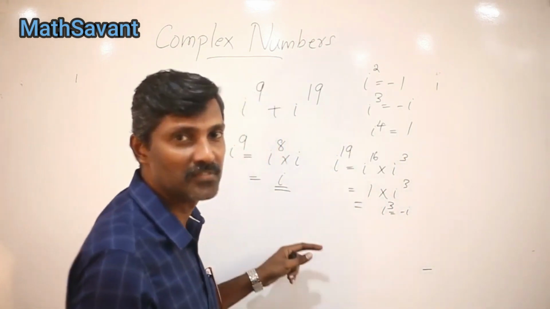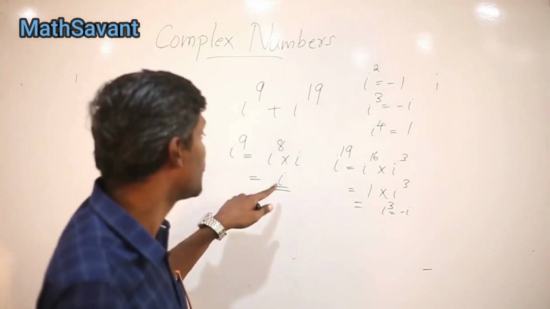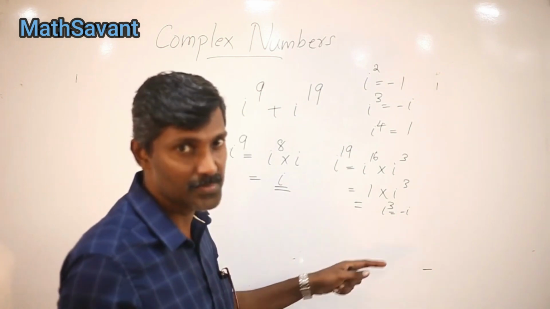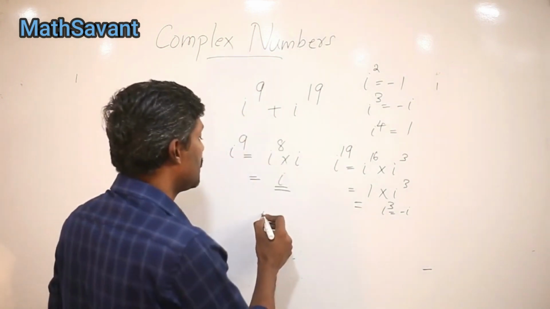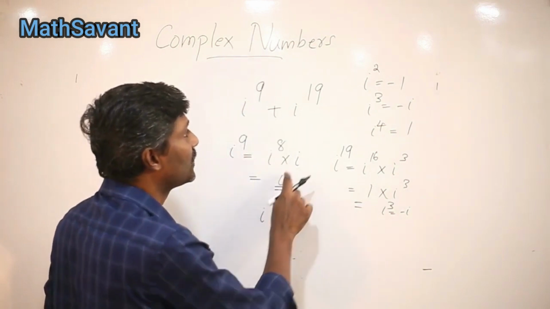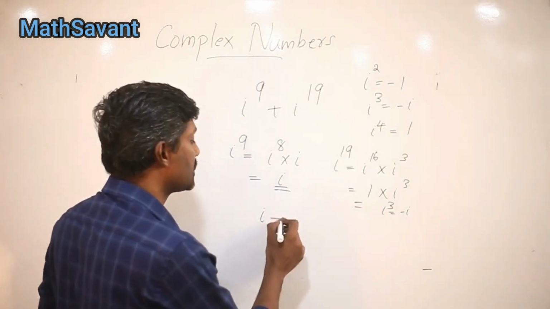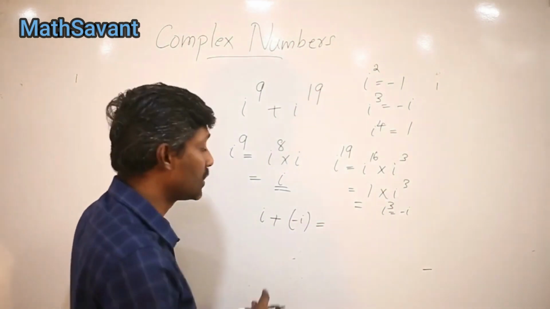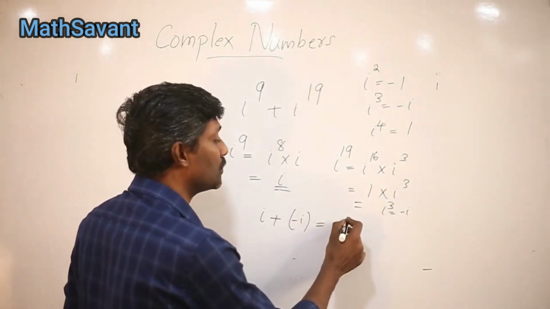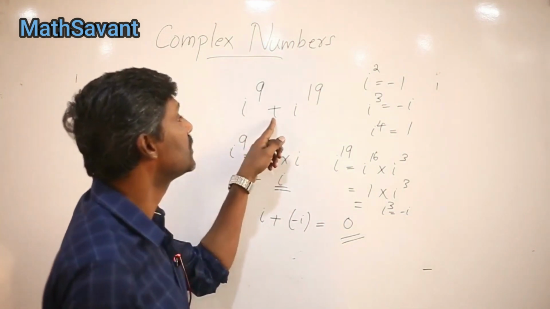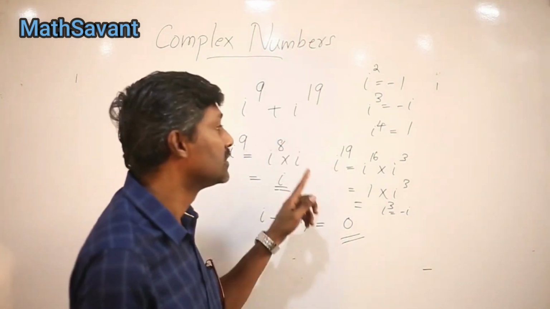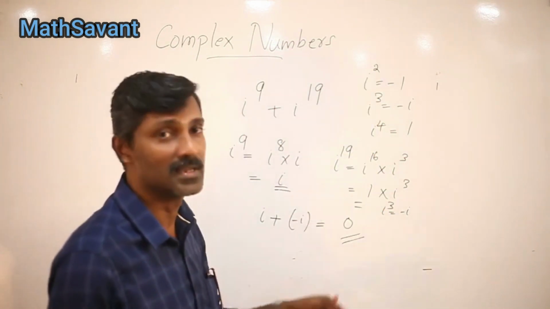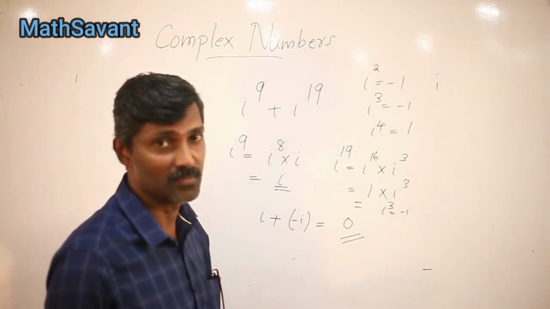What's the value of i cubed? It is minus i, right? So I got the values of both these terms: i raised to 9 as i and i raised to 19 as minus i. Let's substitute the values. So this is i and this is minus i. So this becomes i plus minus i. And what is i minus i? It is 0. So the value of i raised to 9 plus i raised to 19 is 0. This is how you solve the problems in powers of i using these three values. Always remember these three values.